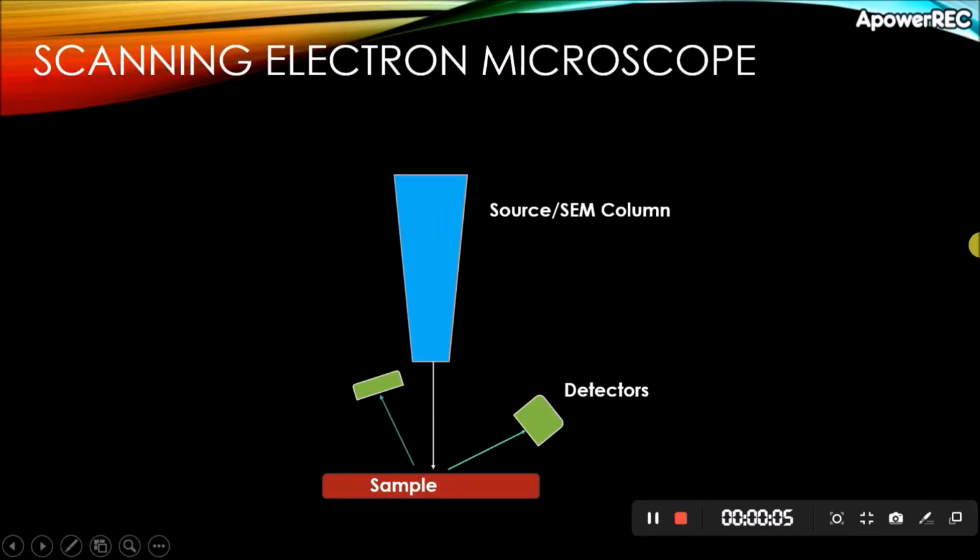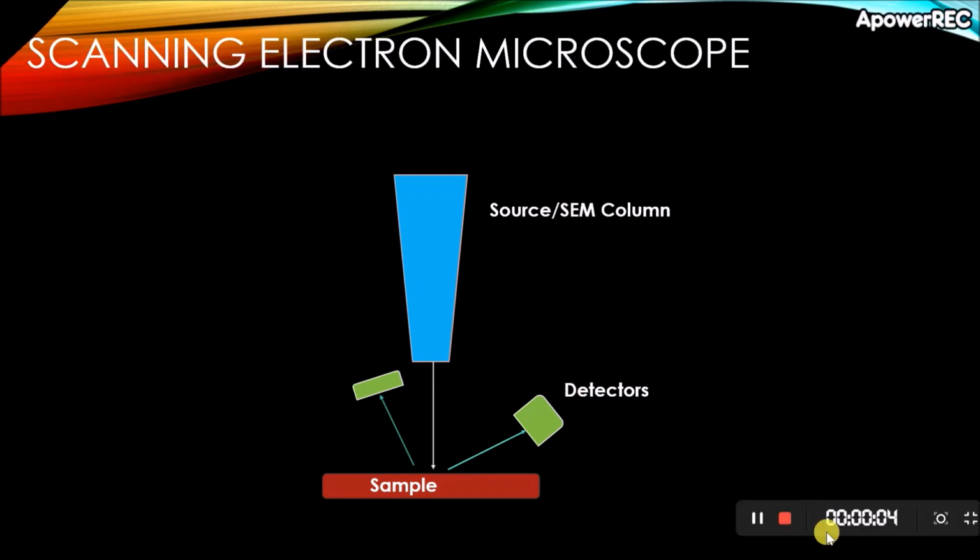Now we have established where the primary electrons come from. Let's take a look at what happens when they interact with the sample. This is a simple schematic of what an SEM looks like. First, we have the source, also known as the SEM column, the detector, and the sample. Next, we will discuss the components of the SEM column.